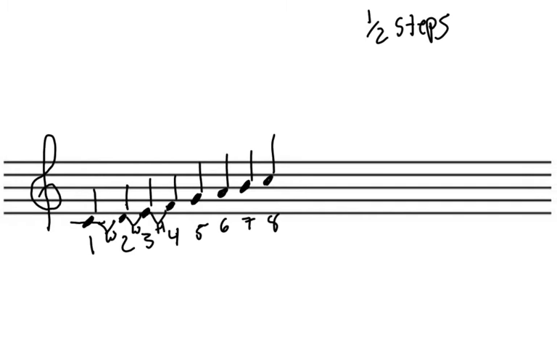Fourth to fifth, whole step. Fifth to sixth, whole step. 6 to 7, whole step, and finally the 7th to 8th is also a half step. So the half steps occur in between the 3rd and the 4th note and the 7th and the 8th note. These are our half steps.